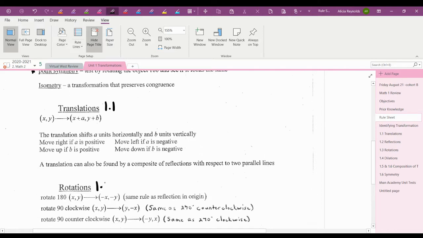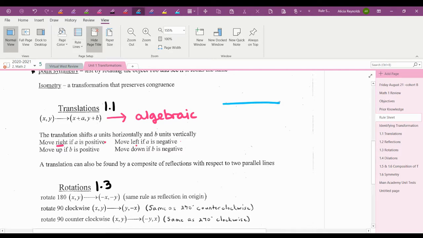And rotations is 1.3. And dilations is 1.4. So with translations, we need to understand that this is the algebraic form. So understand that if I'm going to the right, that's positive, left is negative, up is positive, down is negative. We also need to understand the meaning of vertical and horizontal.